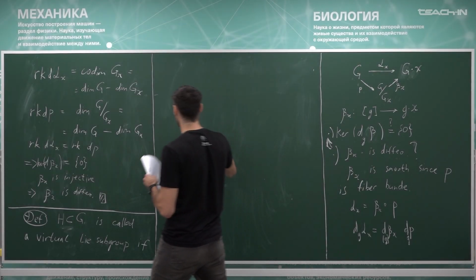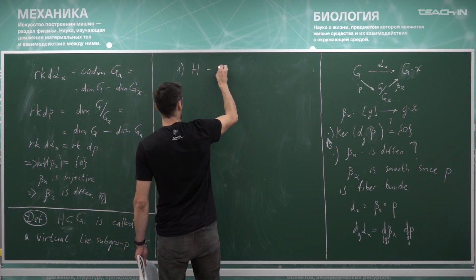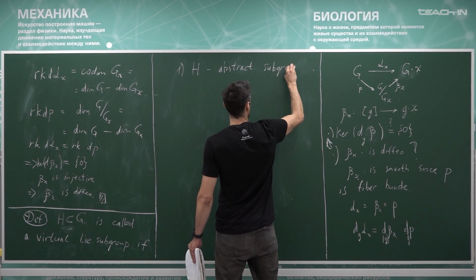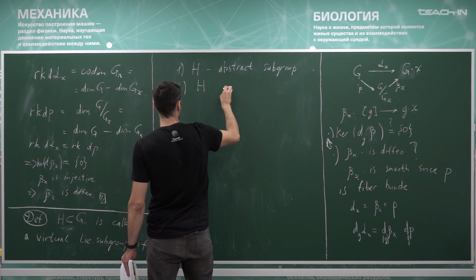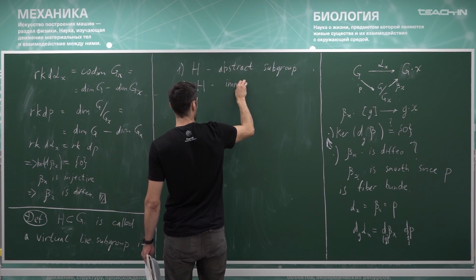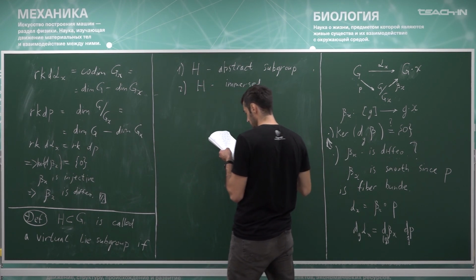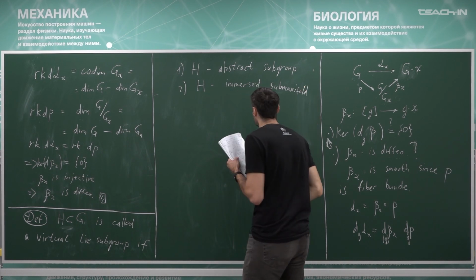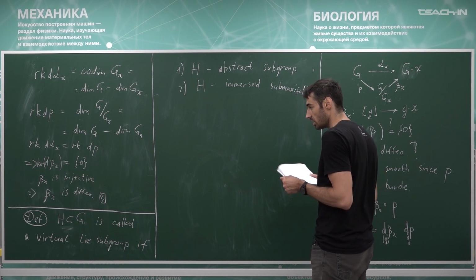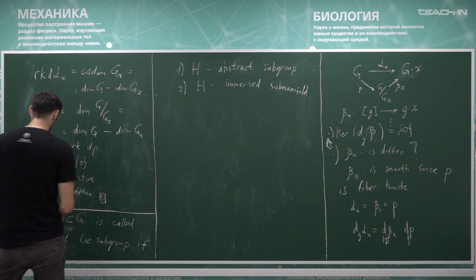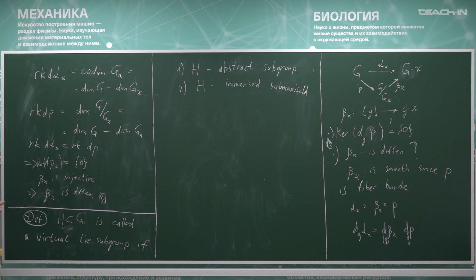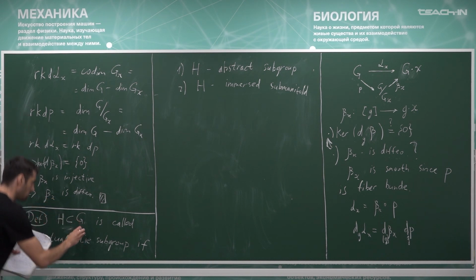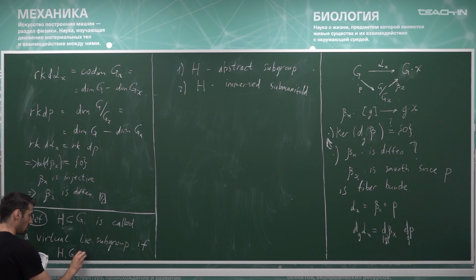if, first of all, we of course would like H to be just an abstract subgroup, closed under group operations. And second, we require H to be an immersed submanifold. And of course I would like H to be a Lie group in the beginning, with some structure, right? So G is a Lie group, and H is another Lie group. So H and G here are Lie groups.